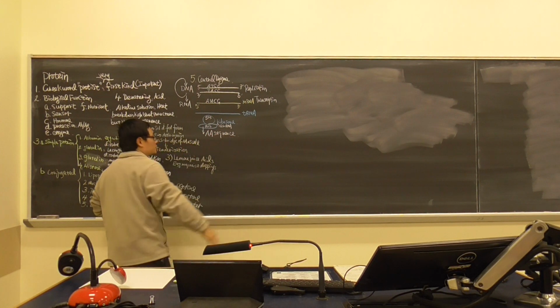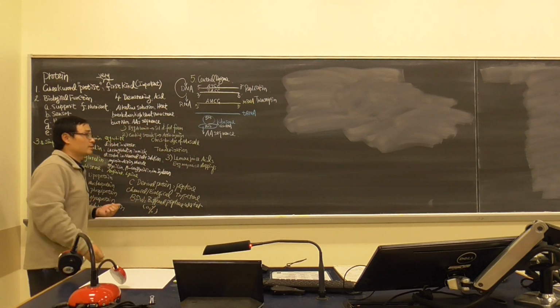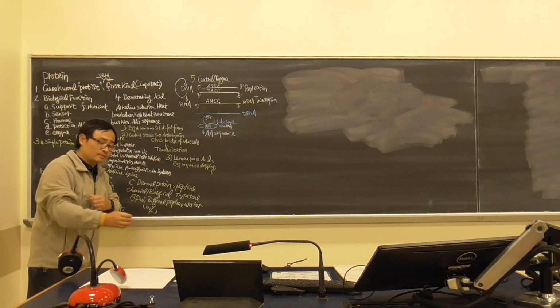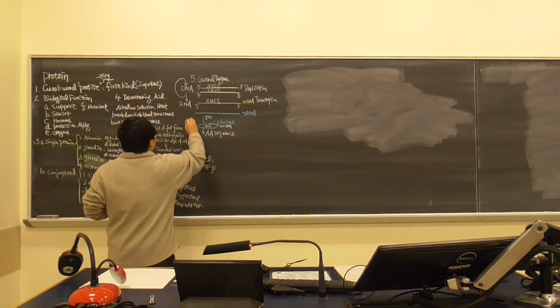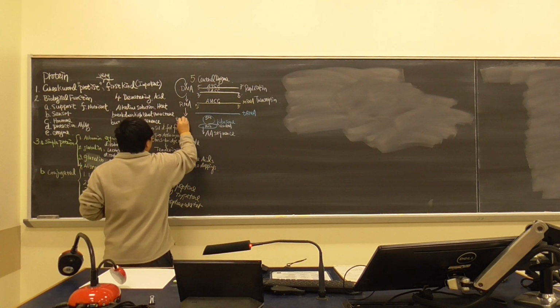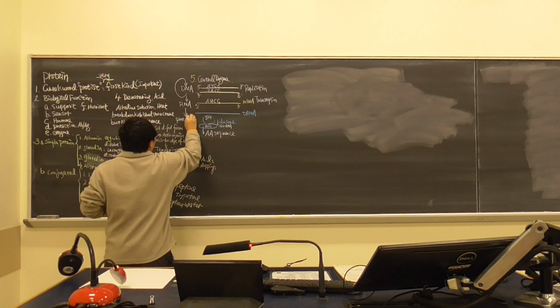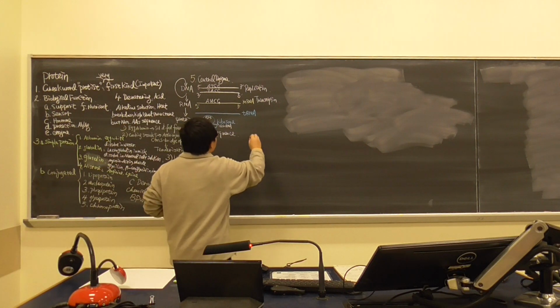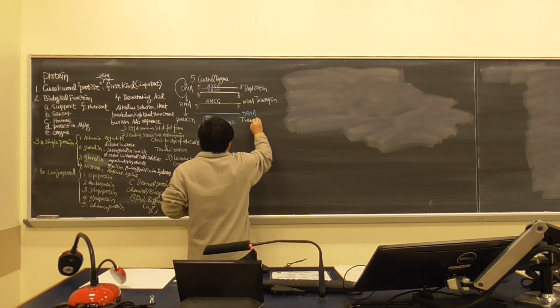Now, of course, there are lots of other things. The folding will happen, then it finally becomes a polypeptide, then becomes a protein. So later on, it will become a protein. And this is the process we call translation.